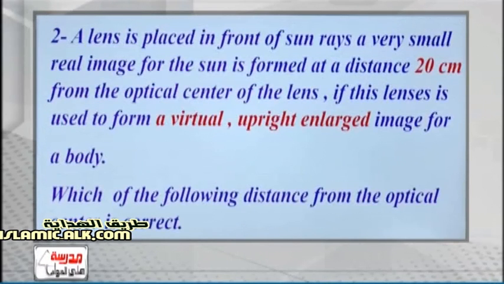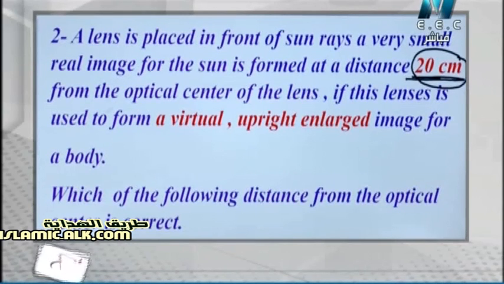The next question says: a lens is placed in front of sun rays. A very small real image of the sun is formed at a distance of 20 centimeters from the optical center of the lens. We got the trick, right? So here the focal length is how many? 20 centimeters.